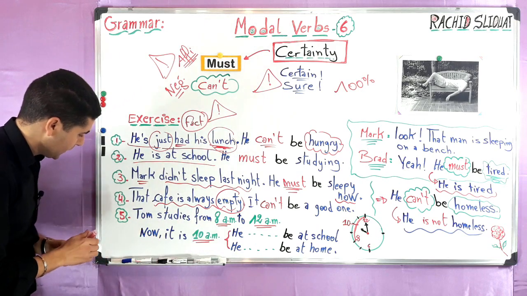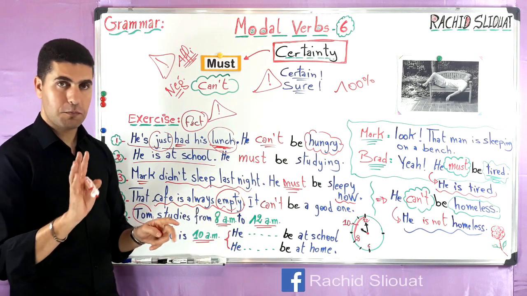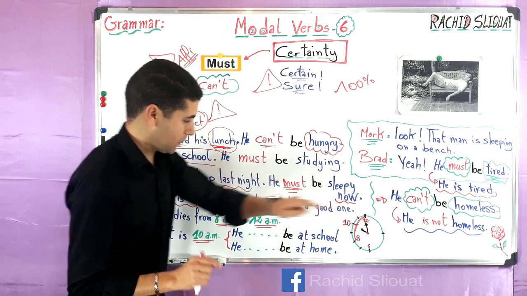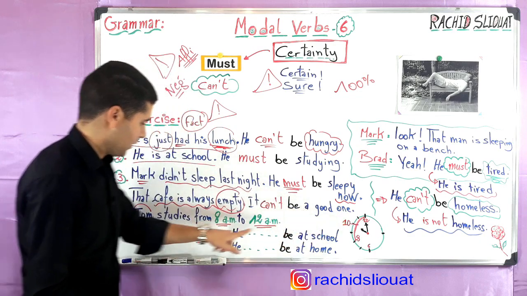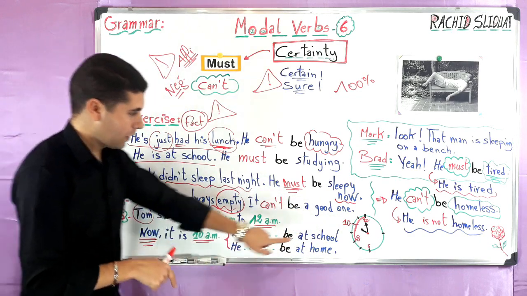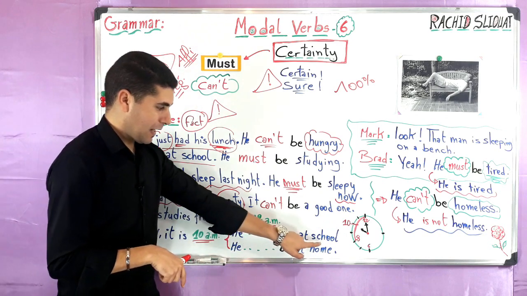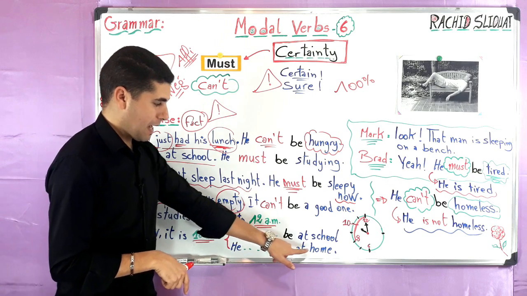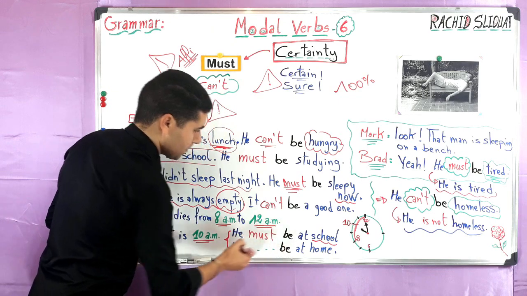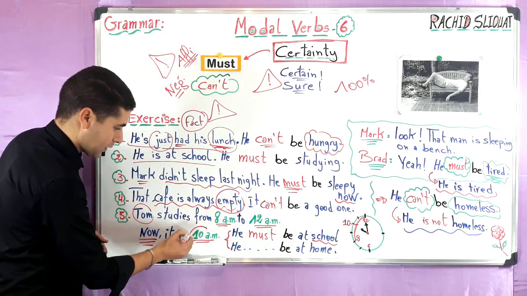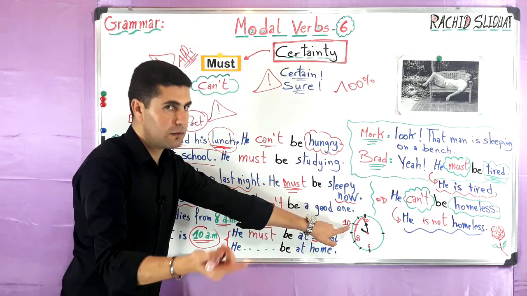Okay, all right. Now let's take number 5. Tom studies from 8 a.m. to 12 for 4 hours. From 8 to 12. Now, at this moment, it is 10 o'clock. He blank be at school. He blank be at home. Very simply, he must be at school because now it is 10, and we said he studies from 8 to 12. So he is at school.